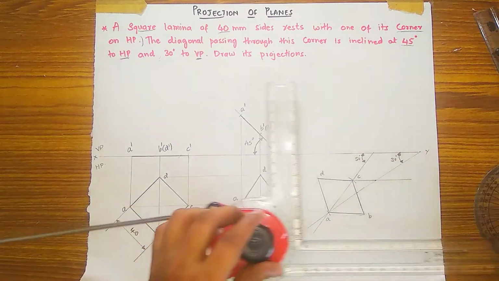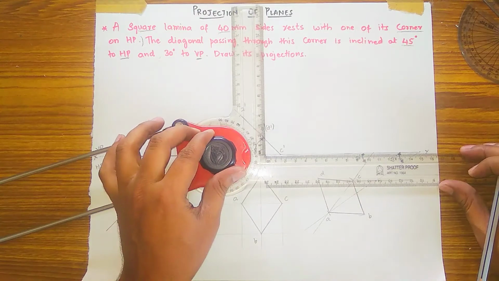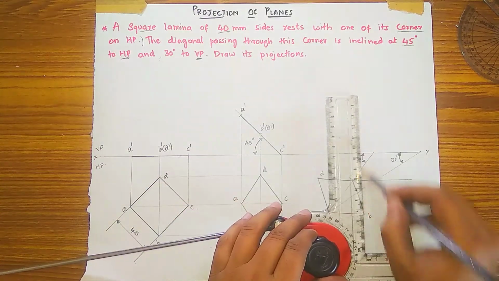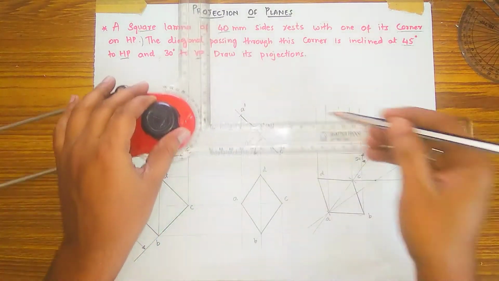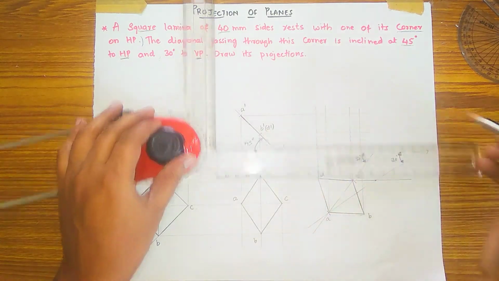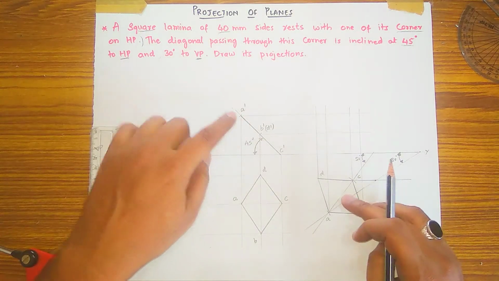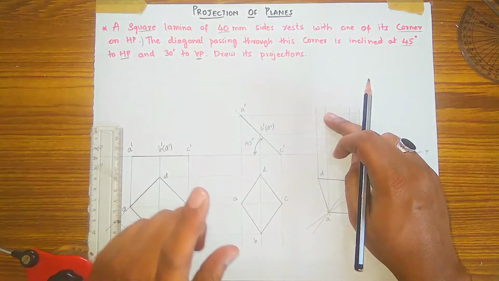Then you have to project the projection lines upwards from each point, labeling A, B, C, D, from this second projection lamina, that is the front view. Then you see where these points and these points are meeting, and you put a point and label it.